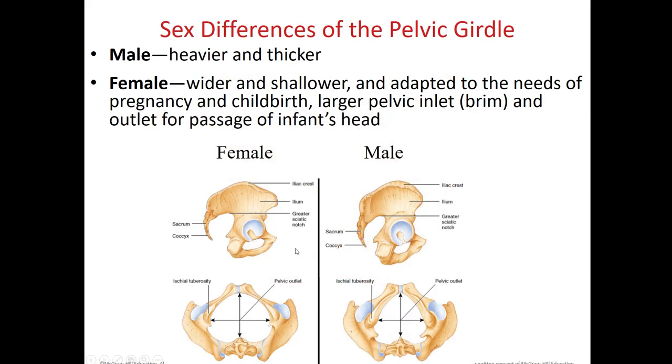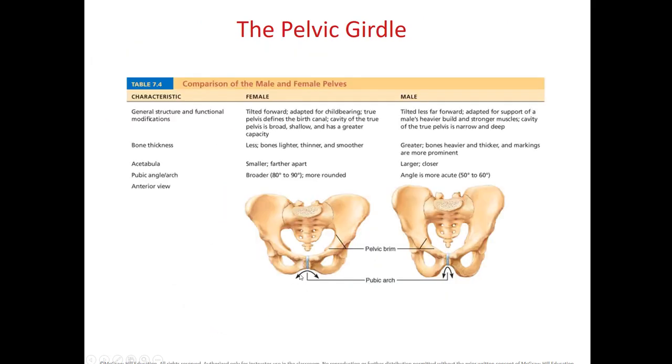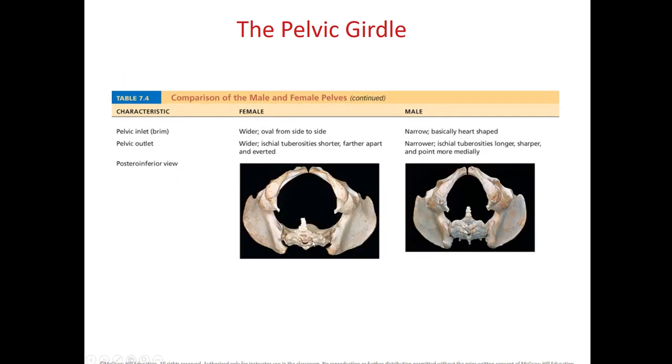You need to know the difference between the pelvic girdles with males and females. Males have a much heavier pelvic girdle. The females are a little bit lighter and they're wider. This is adapted for pregnancy and childbirth. If we look at the pubic arch, you notice on a female it is very wide, whereas on a male the pubic arch is quite narrow. When we look at the actual bone from the inferior, you can see it's much wider in a female, much narrower in a male.